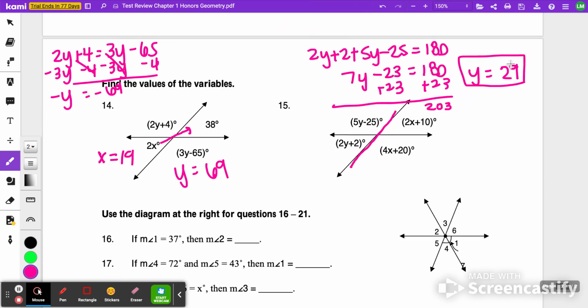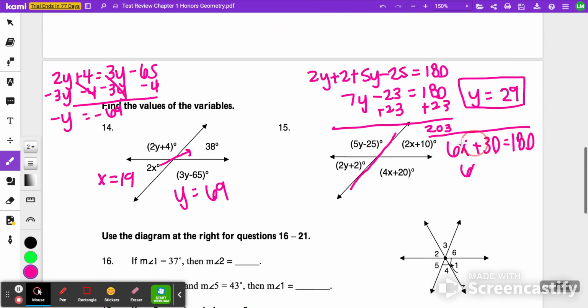Okay. For this next one, though, my x values, again, adding them together. I'm going to go ahead and combine like terms for my x values just to save some time and work. 4x plus 2x is 6x. 10 and 20 makes 30 equals 180. That's a straight angle one more time.